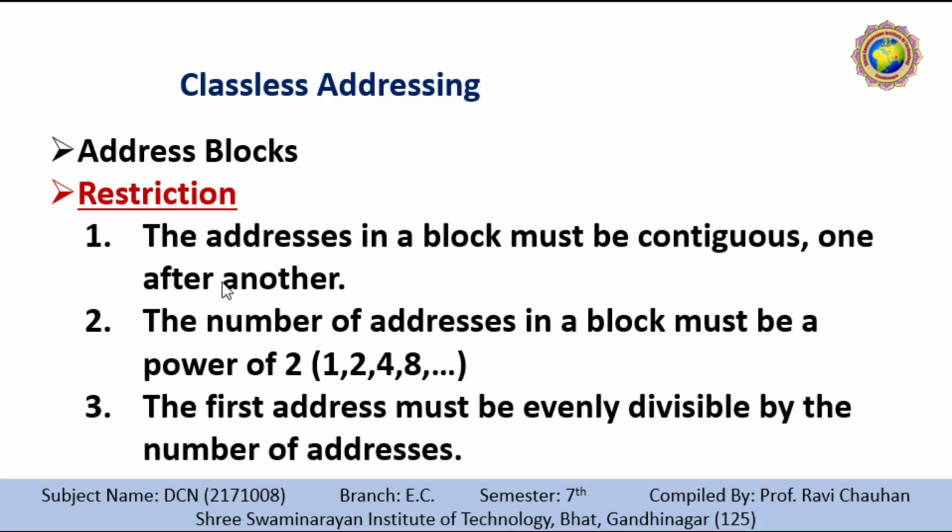The second restriction is that the number of addresses in a block must be a power of 2, just like 2 raised to 0 is equal to 1, 2 raised to 1 is equal to 2, 2 raised to 2 is equal to 4, 2 raised to 3 is equal to 8, meaning you can say 2 raised to the power n. Third, the first address must be evenly divisible by the number of addresses. Let's clear this restriction with the help of an example.